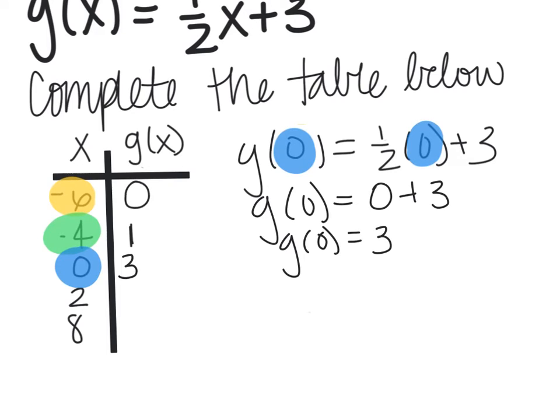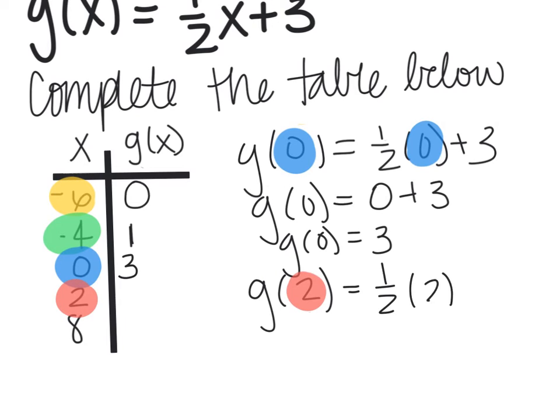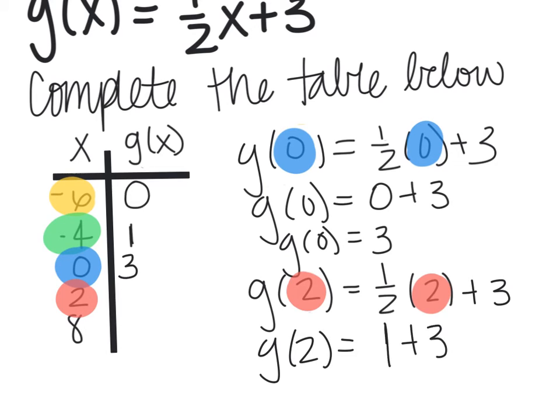So I'm going to do it all again, but the next time, instead of x, I'm going to plug in 2, because that is what they told us the next x value was. So equals 1/2 times 2. Again, that comes from the x value that we have in the table of 2, plus 3. So g of 2 equals 1/2 times 2, which is 1 plus 3. And 1 plus 3 is going to give us 4. So 4 is going to go on the right side of my table.